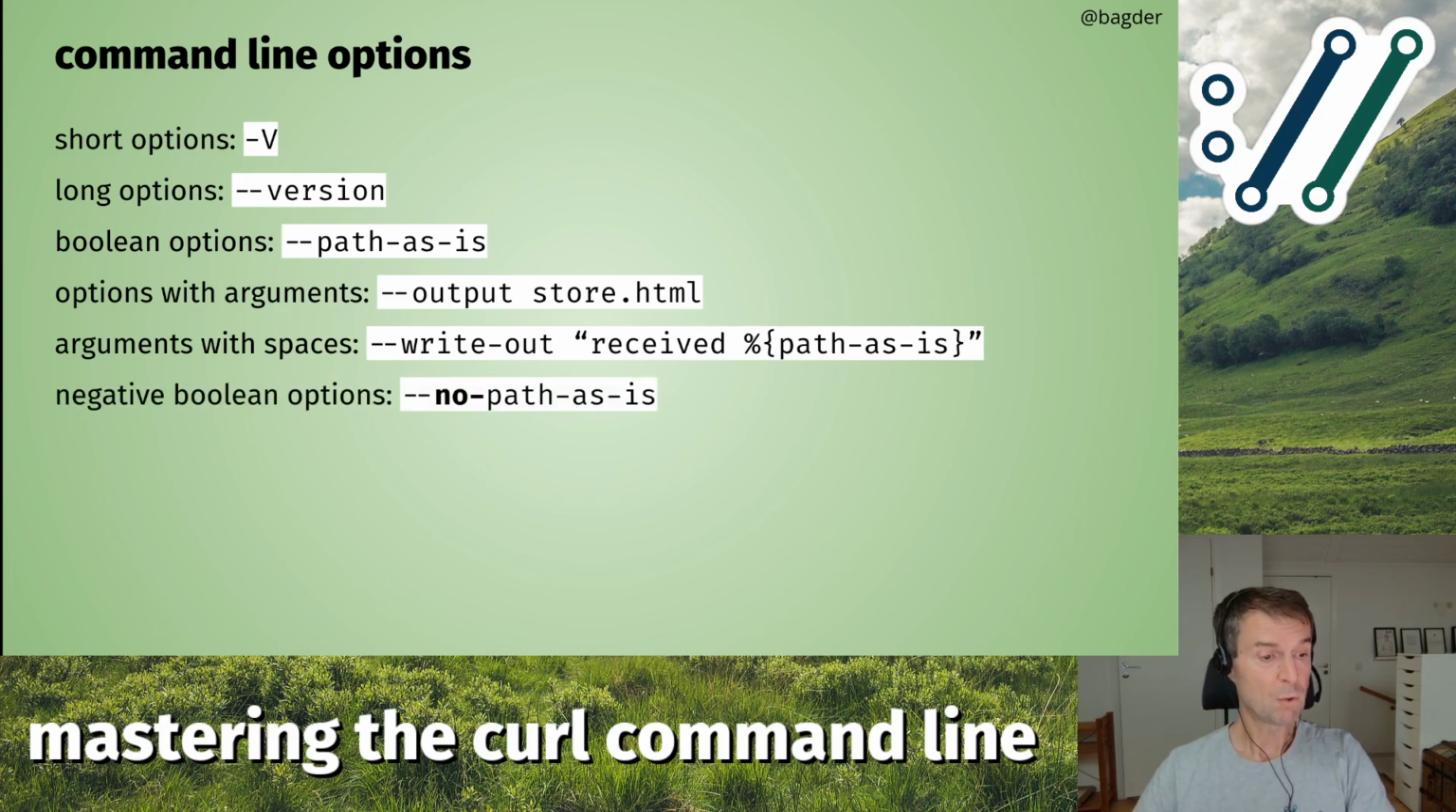And of course, all those Boolean options, like path-as-is, you can switch off again by prefixing the option name with no. So --no-path-as-is switches off the light again, pretty much. All the long Boolean options are like that. Whether they're Boolean or not is not visible in the name. You have to actually read the man page to figure that out.